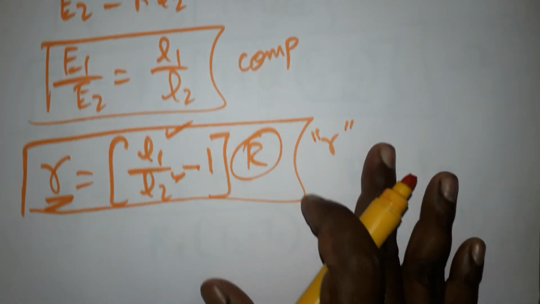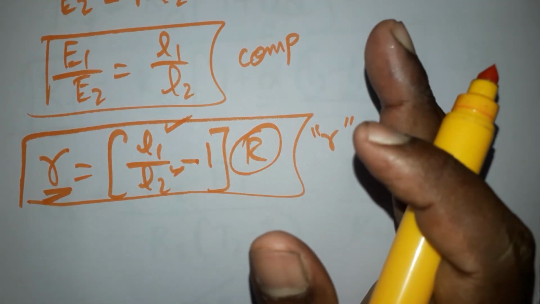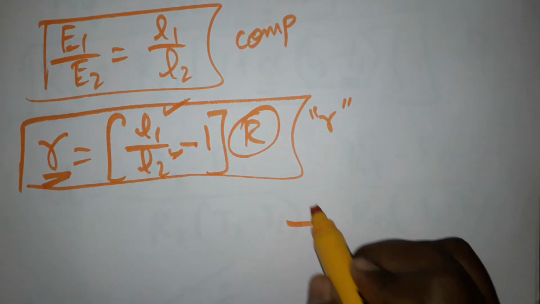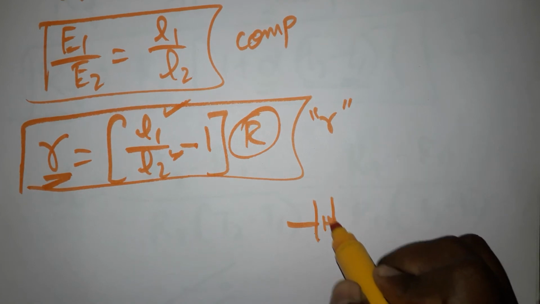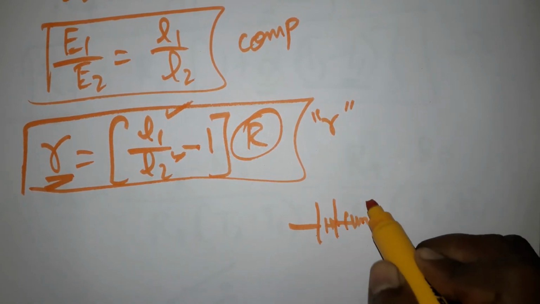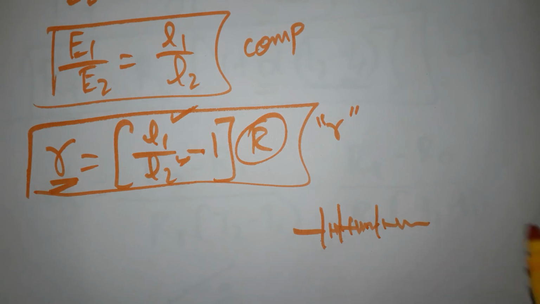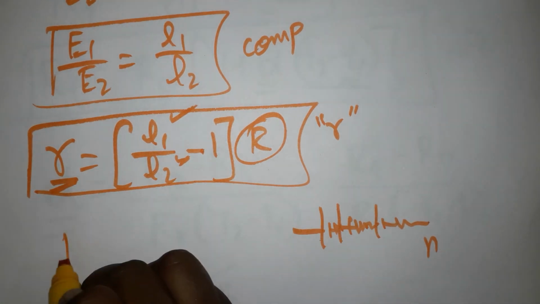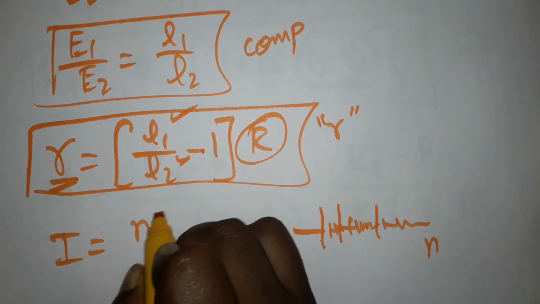Okay, the next thing, EMFs connected in series. Two EMFs or three EMFs connected in series with internal resistance like this. Three EMFs or four EMFs are connected in series. I am taking n number of EMFs connected in series. The total current is equal to n times EMF.